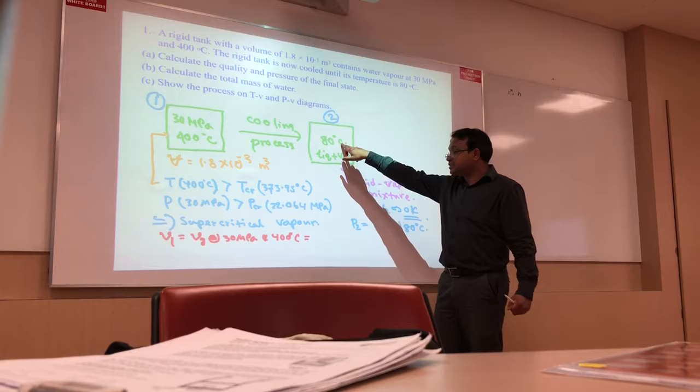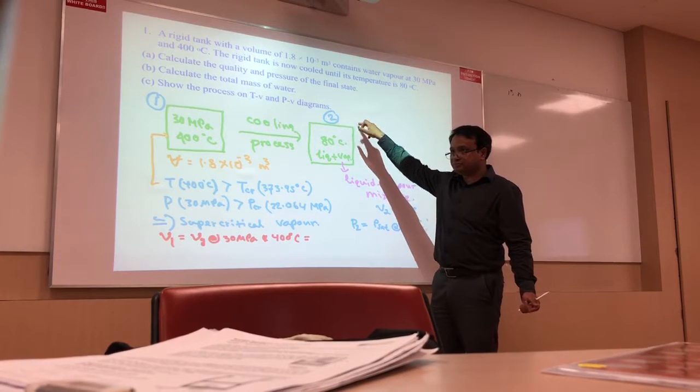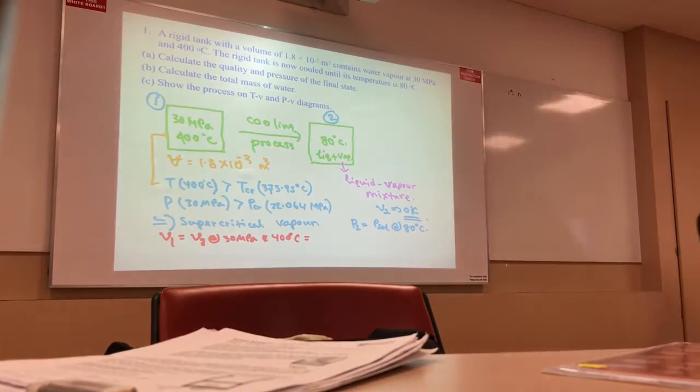This one I know, this one I can find. So at 80 degrees Celsius I can find Vf and Vg. Agree? From the table you can find Vf and Vg at 80 degrees Celsius. Then you can calculate the quality, right? What should be the quality? Quality tells me x becomes (V2 minus Vf) over (Vg minus Vf). Then I know the quality.